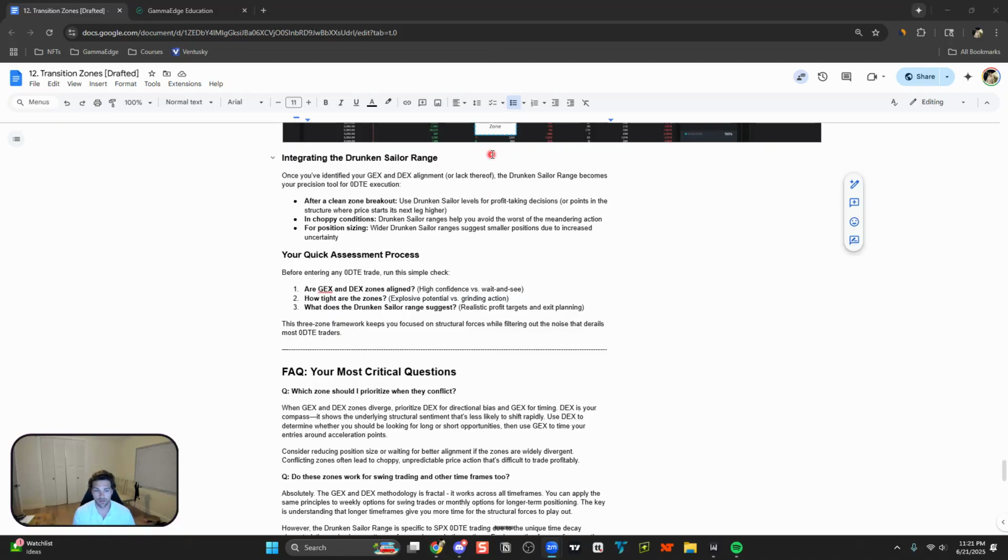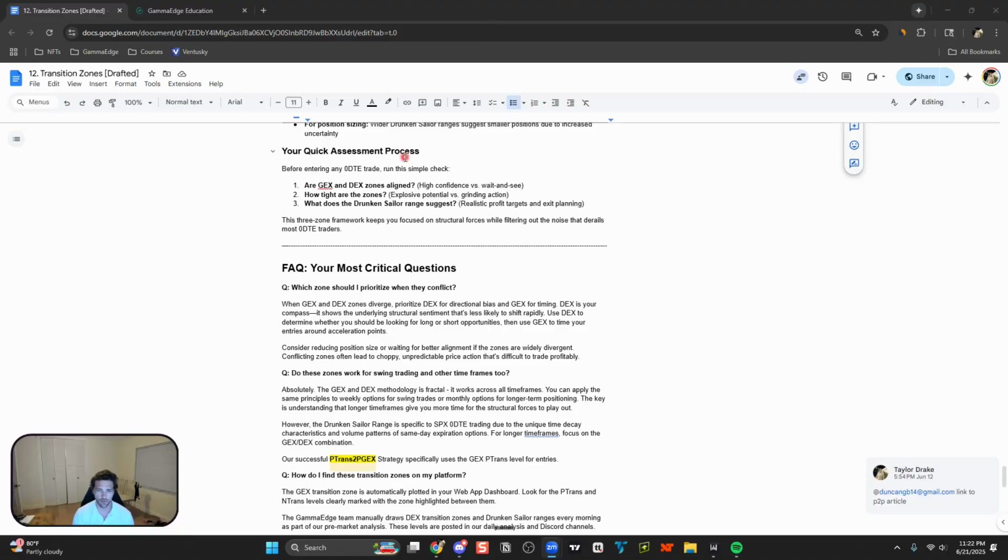Yes, I understand that statement is not black and white like we want it to be. That is gray, but that is trading. Trading is trading the gray and doing it successfully, right? In choppy conditions, the Drunken Sailor range helps us avoid the worst of the meandering action. And then position sizing: a wider Drunken Sailor suggests smaller position sizing due to the increased uncertainty.